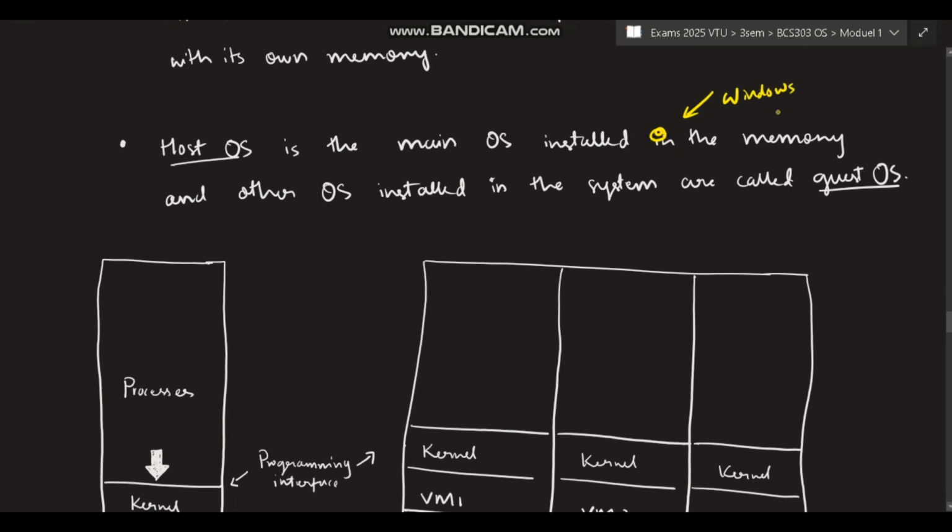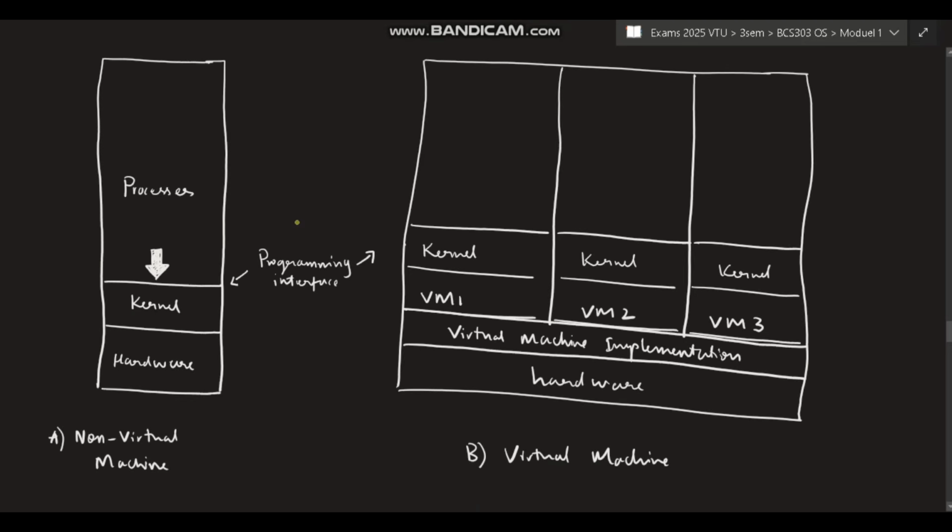Initially what is there originally is the host OS, and whichever we make after dividing it, the other OS installed in the system are called guest OS, the different ones which come later on. So this is the diagram here. This is the non-virtual machine. Here whichever process is there is related to the same kernel and hardware. So only one operating system will be there, but here there are multiple: operating system 1, operating system 2, operating system 3. They will have their own kernels and their own virtual representation, and hardware will be shared between them.